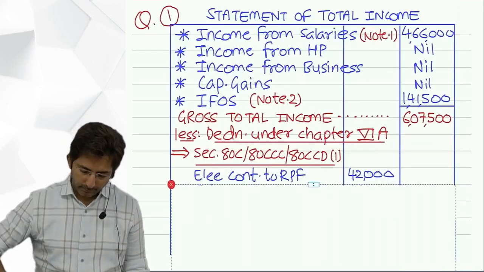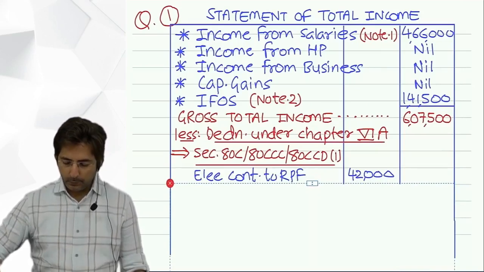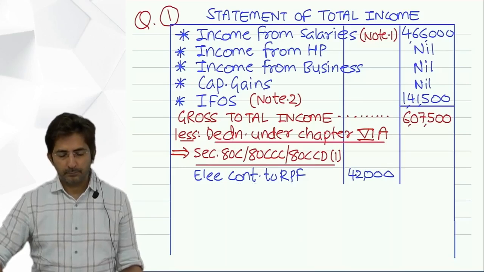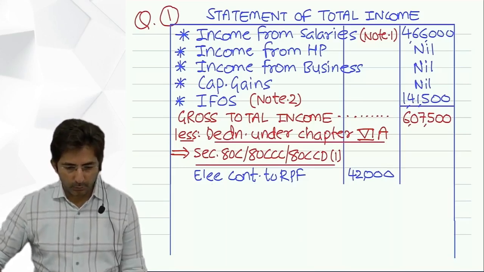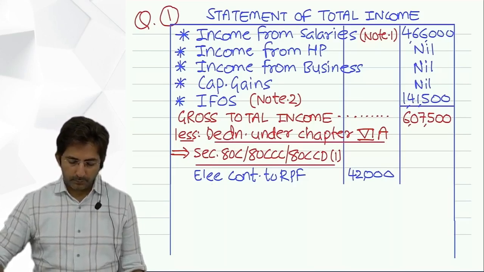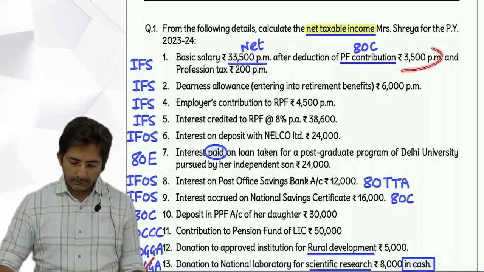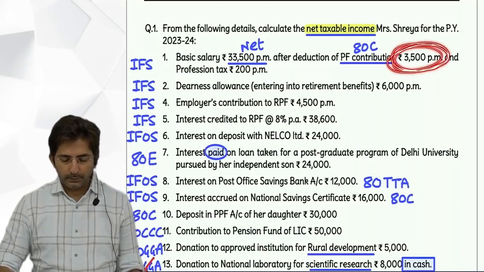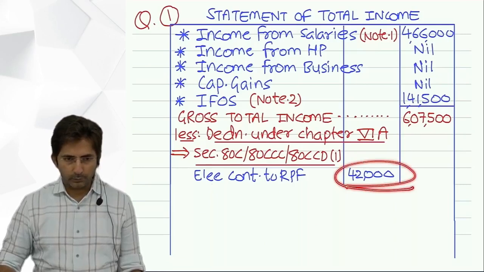See here how I have written. List you will make in the inner column. Then you will total up the list and compare it with 1,50,000, whichever is less. Employees contribution to RPF. How much was there in the question? 3,500 is per month, so multiply by 12. 3,500 into 12, that comes to 42,000.